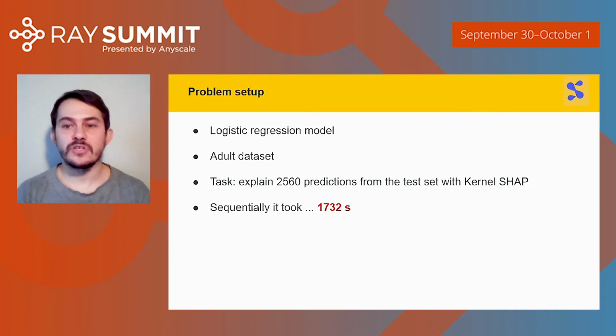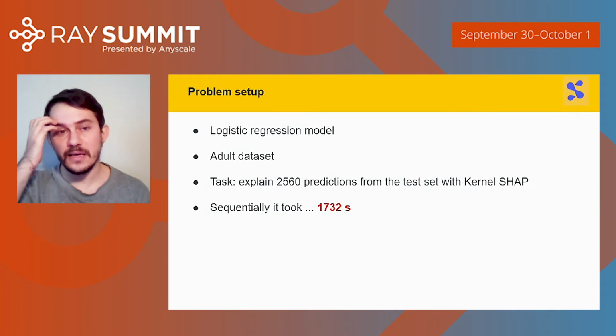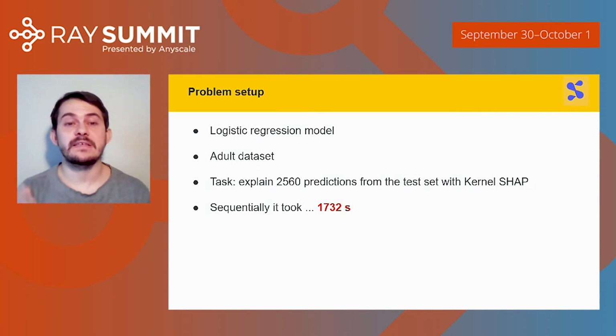We use the kernel SHAP algorithm, which is a way to approximate the SHAP values that I've just described. It's an implementation by Scott Lundberg and colleagues, and we built on the SHAP library. Note that each prediction is explained independently of all others, so the problem really lends itself nicely to parallelization. But running this task sequentially on a single CPU took us roughly half an hour, and this is even a simple task, so we really wanted to improve on it.